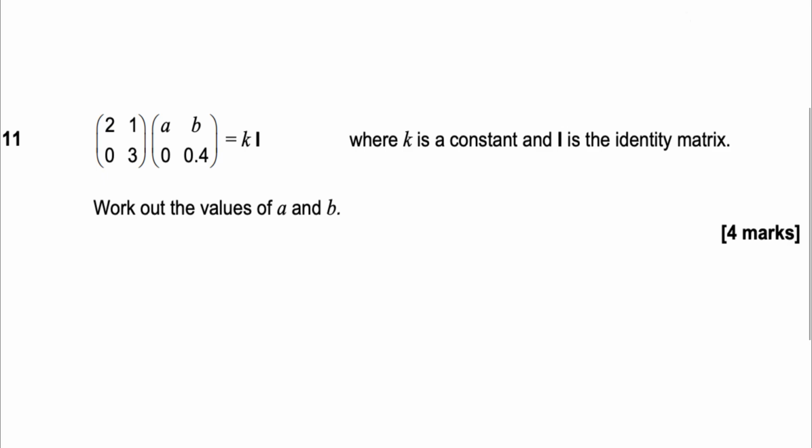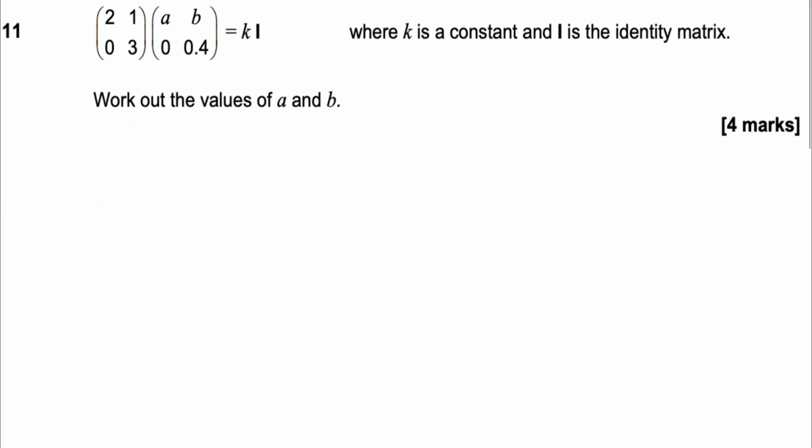Hello, today we'll be talking about the Further Maths June 2021 AQA question 11. A matrix multiplied by another matrix equals a constant multiplied by the identity matrix, and we have to figure out what A and B are.